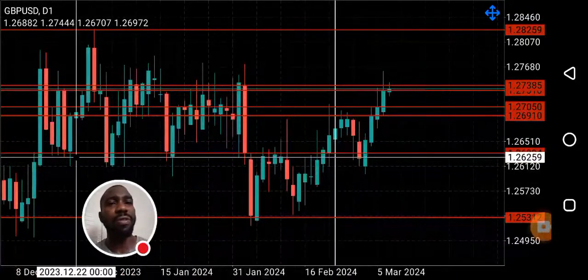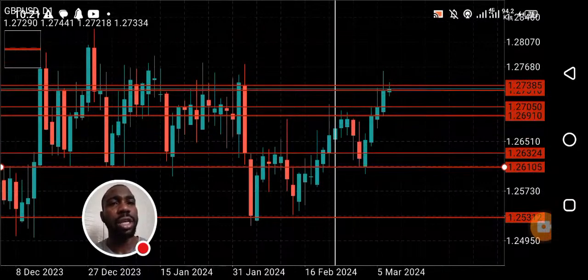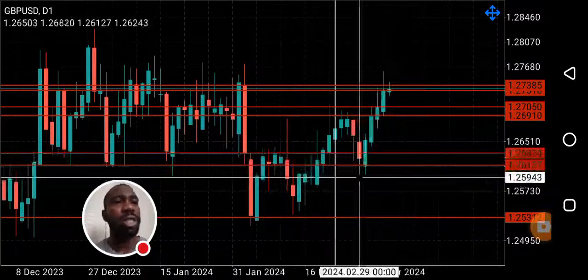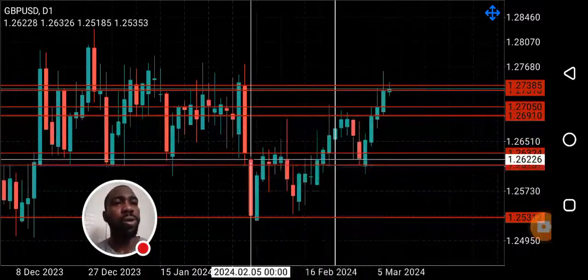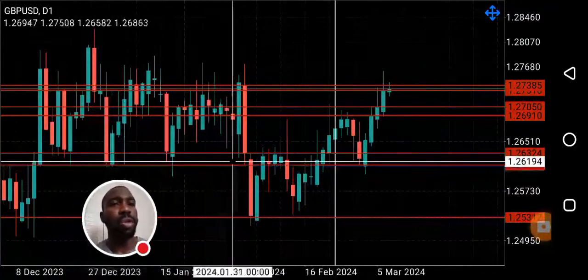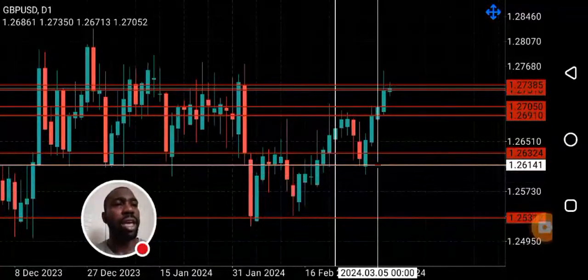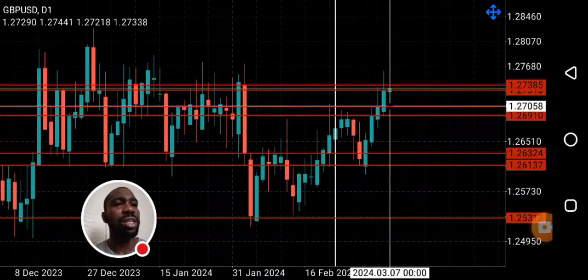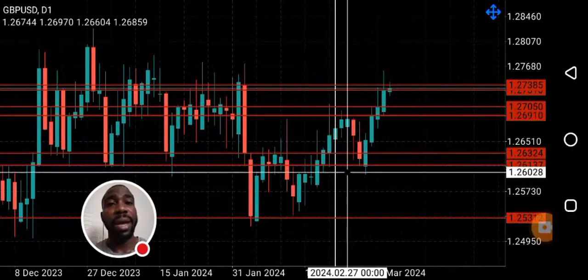You can see this level was a previous support. Support turned resistance. You can see how it's played out here. The reason for this pullback was the high of this candle and also this previous support level. That was the reason for the pullback, and you can see how price sat on that zone. So that's the reason I said this week my bias is bullish.